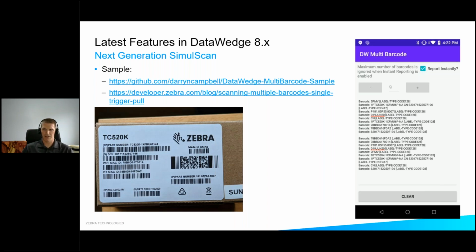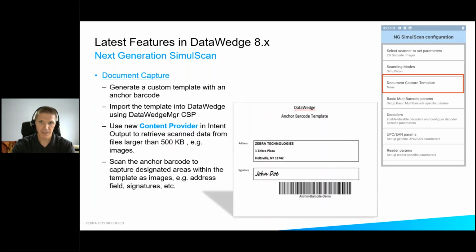I can almost guarantee that the delay you saw in between each barcode was Android trying to update the UI. In fact, I shouldn't blame Android. It was probably my poor coding. Maybe I could have done it more efficiently. But yeah, there you go. Scanning multiple barcodes with a single trigger pull.